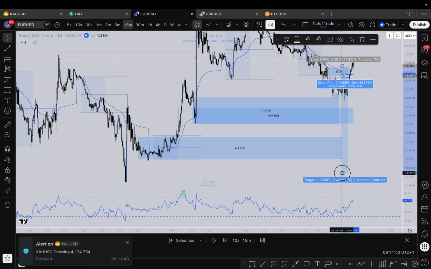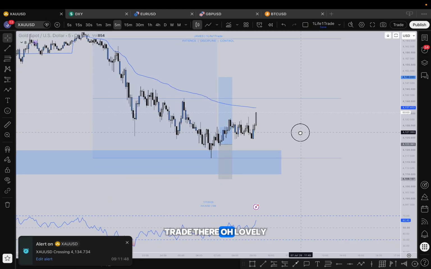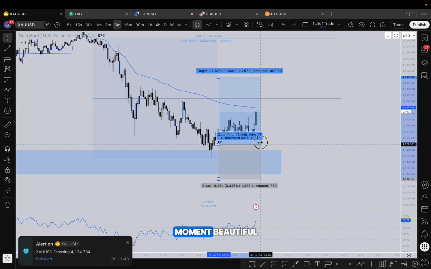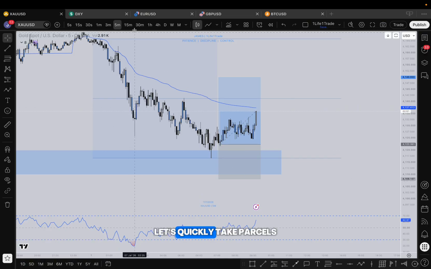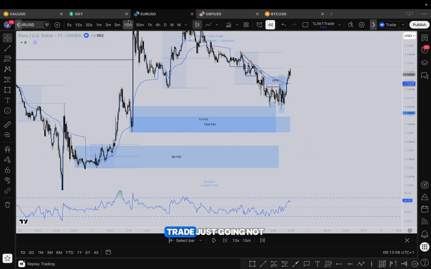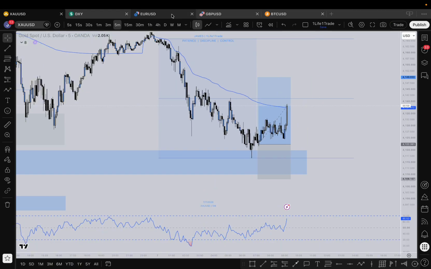Oh, that's my alert. Let's quickly check. I've got a gold trade there. Oh, lovely. That's the trade I've got going at the moment. Beautiful. As you can see, it's coming up to my VWAP. I'm going to take partials quickly and then get back to it. Let's quickly take partials on my phone. Beautiful. Trade's just going not too bad, look. Oh, it's going beautiful. Right, maybe I'll do a breakdown on this trade afterwards.